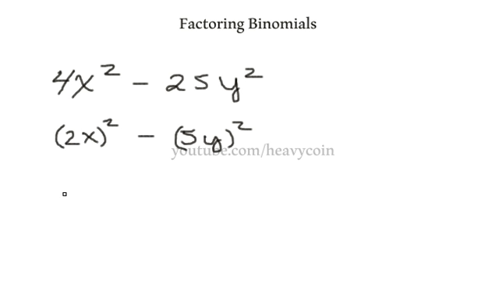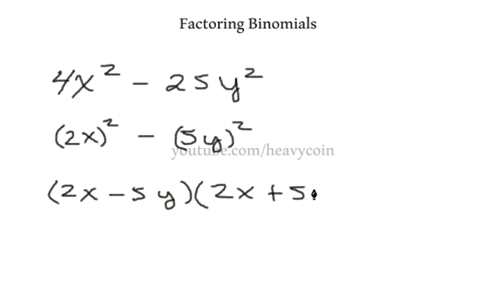Alright, now what we're going to want to do is do the same thing as we did previously. Just take this, you're going to write 2x minus 5y times 2x plus 5y, and that's as far as we can go on that.